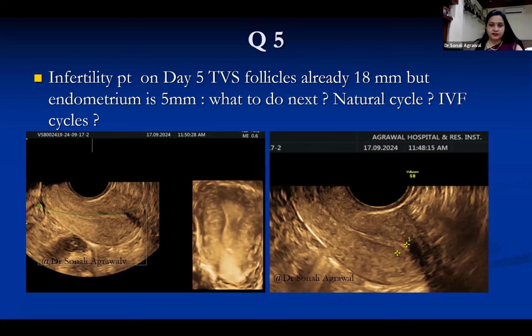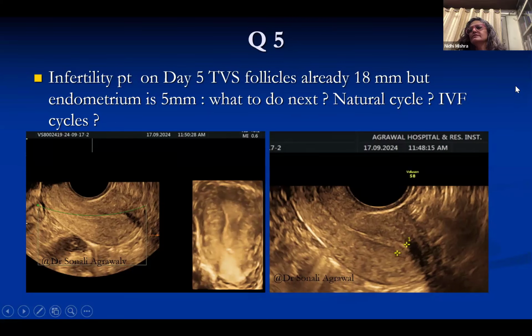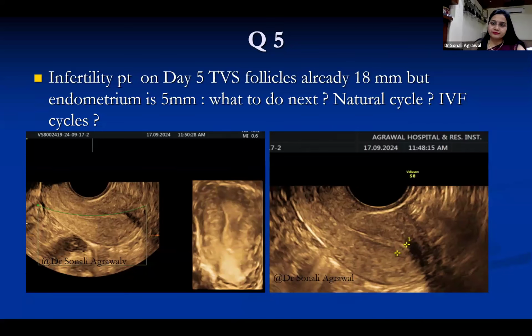Right, very well said. So this is an infertility patient on day 5, deep transvaginal scan. Follicles are already 18 mm, but the endometrium is 5 mm. So what will you do next in a natural cycle and IVF cycle? Dr. Archana? Are you there, Dr. Archana? Dr. Smita? She's not there.